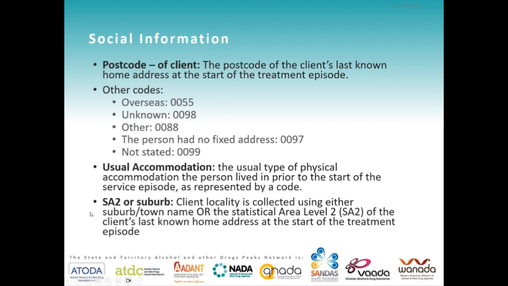A couple of bits on social information, so the postcode of the client, with a special code there if the person had no fixed address, and then again with not stated. It just gives us, we've had a bit of a conversation about how people move around. And so people might, especially if they're accessing residential treatment, choose to go to a different place to access residential treatment as a bit of a reset on their relationships.